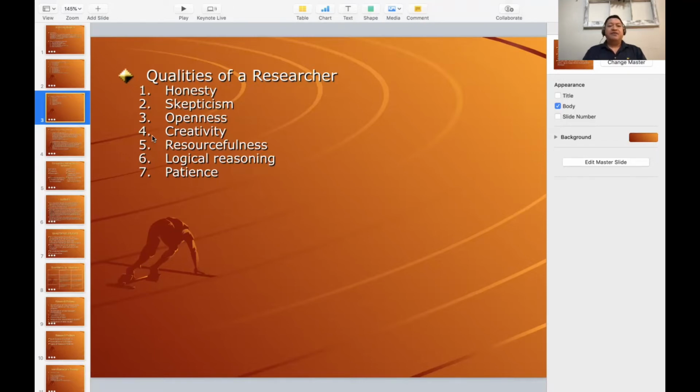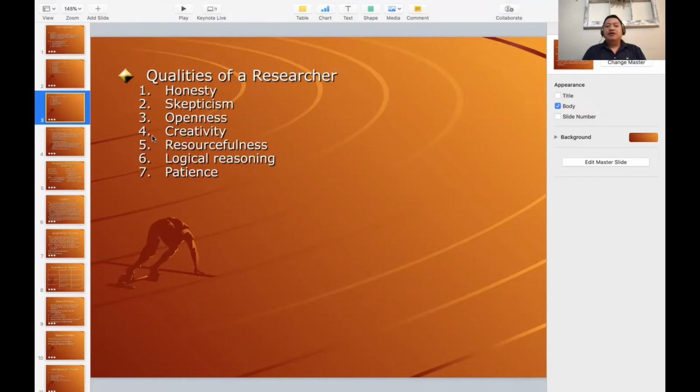Number 5, resourcefulness. This is very important as a researcher. You know where to find your sources of information. You know where to gather and collect your facts. For example, if you're doing a survey research, you know who are your respondents, where to get them, and how to proceed with your survey or your interview with your respondents.